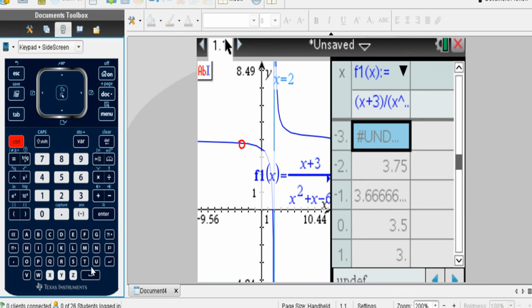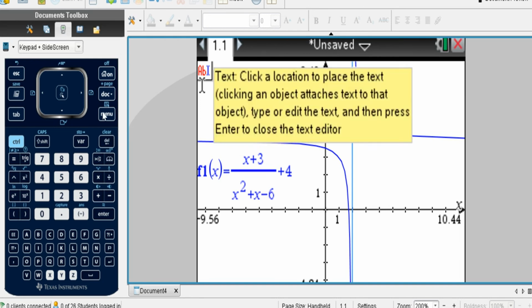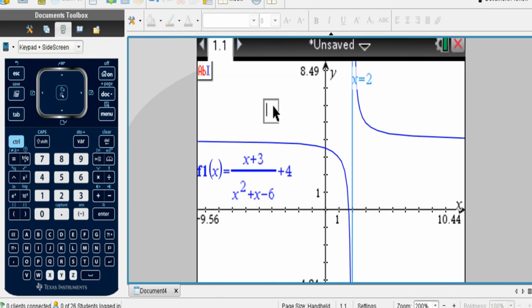If I take away the table, I'll show you how we could, in fact, find the horizontal asymptote. It's the same way. You go to Menu, Actions, Text, and we could just type in, we think it's at y equals 4. Let's check it. If I type that in and then go to the graph, yep, it does in fact divide it right there. So that would be my horizontal asymptote if I need to find that: y equals 4.